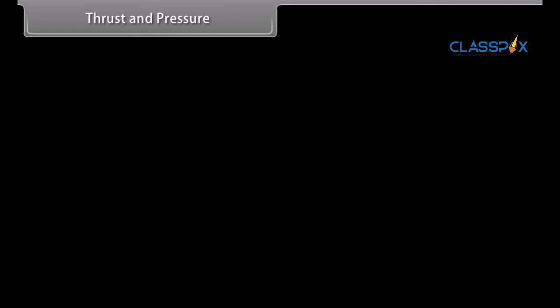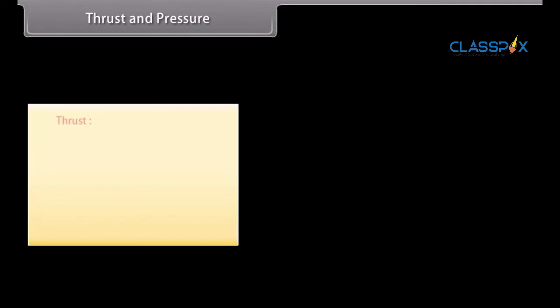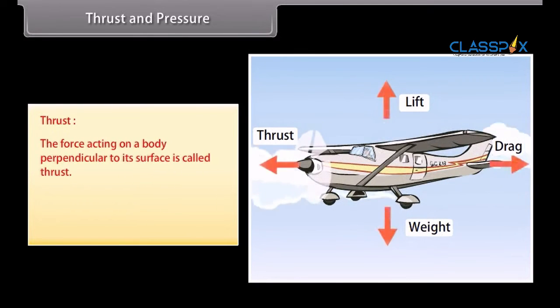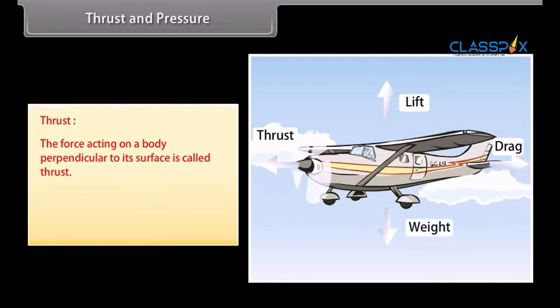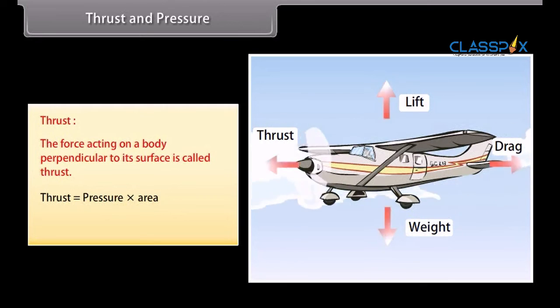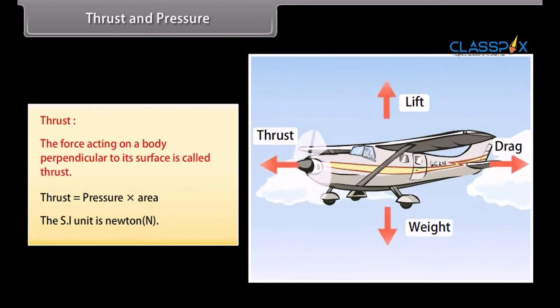Thrust and pressure. Thrust. The force acting on a body perpendicular to its surface is called thrust. Thrust is equal to pressure times area. The SI unit is newton.